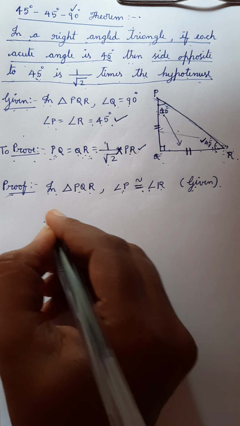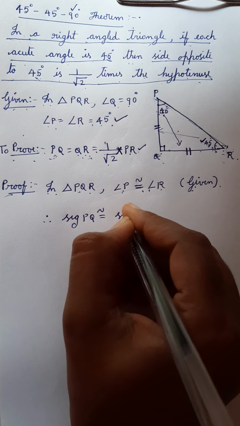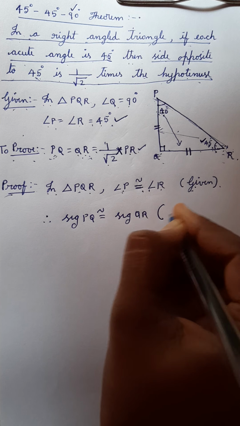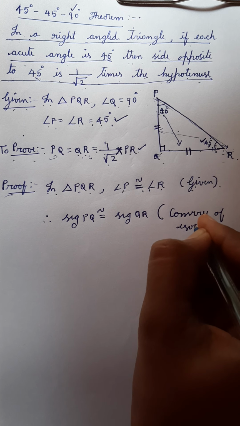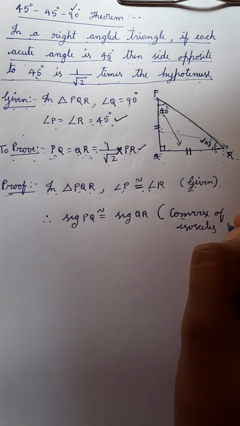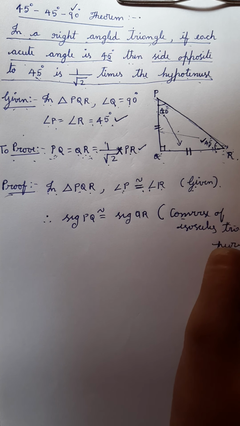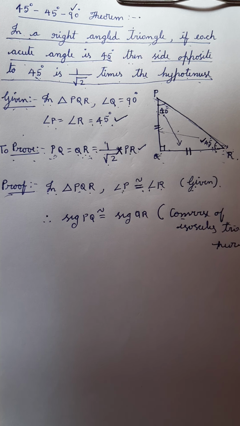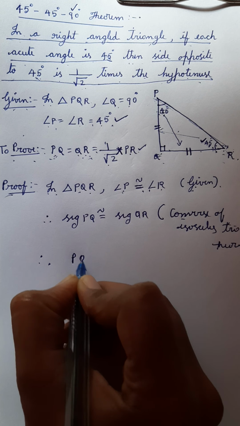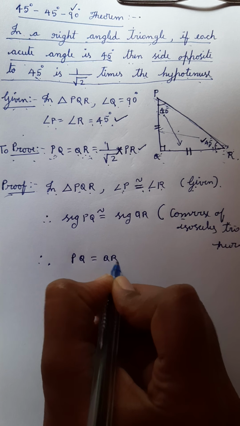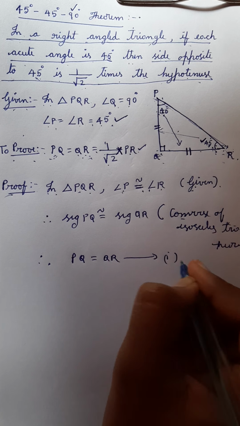So here, therefore, seg PQ is congruent to seg QR. Converse of isosceles triangle theorem. Therefore, we can say that PQ is equal to QR. The length of PQ is equal to the length of QR. Consider this as equation 1.